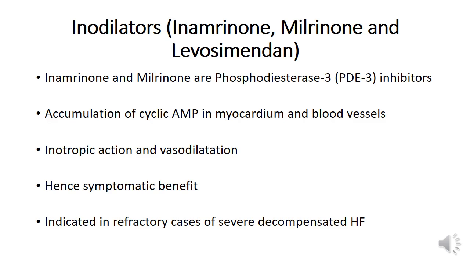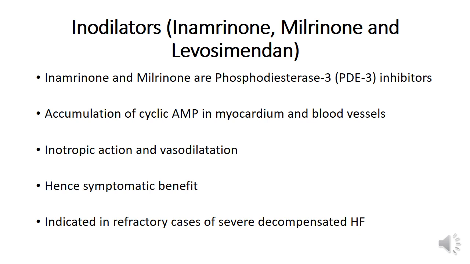Now, coming to inodilators. As the name suggests, these drugs produce both inotropic effect as well as vasodilatation. Inamrinone and Milrinone are phosphodiesterase 3 inhibitors. Cyclic AMP is a substrate for this enzyme, because of which it accumulates in the myocardium and blood vessels, giving rise to inotropic effect in the myocardium and vasodilatation, both arteriolar and venodilatation. Hence, a symptomatic benefit is seen because of improved perfusion and because of reduced load on the heart.